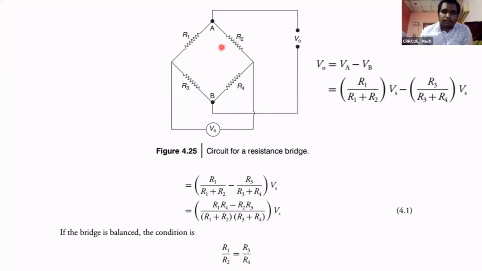Now one resistance is connected to the sensor. Any one of the resistances is connected to the sensor. If the sensor changes that resistance, definitely there will be some output voltage. If you get output voltage, it means the bridge is imbalanced. If it is balanced, V naught is equal to 0. If any variation in the resistance causes V out, the bridge is imbalanced.